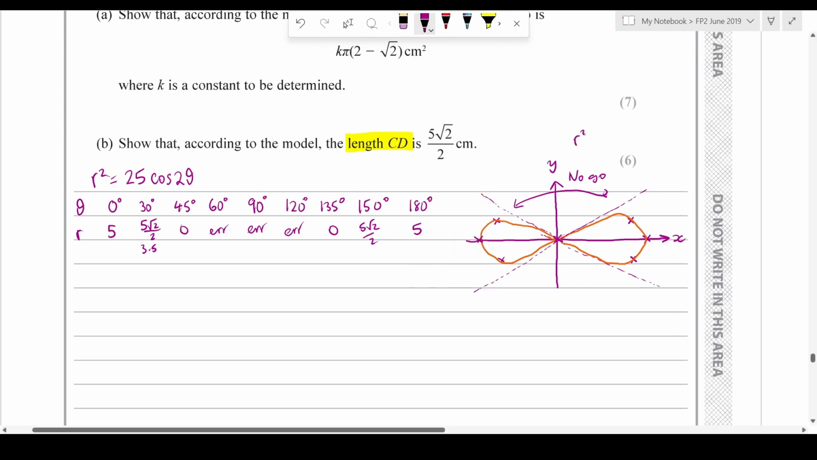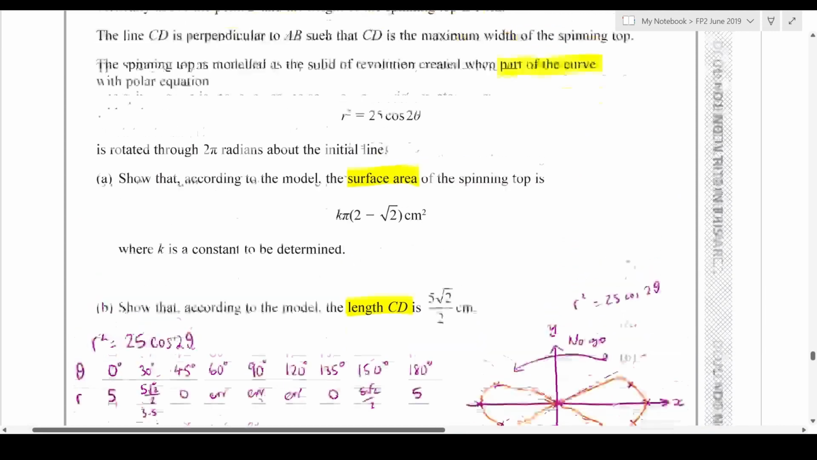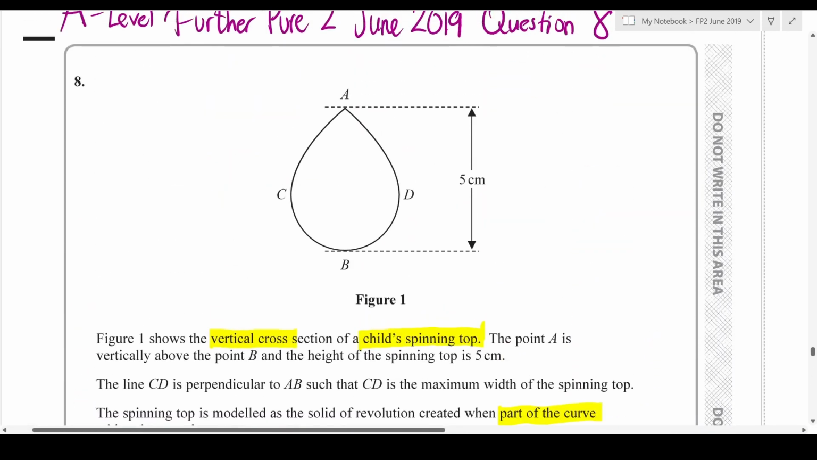That's our equation, r squared is 25 cos 2 theta. Now, one thing to just immediately notice is that this is rotated compared to this diagram here. And, well, first of all, we've got half of the curve.